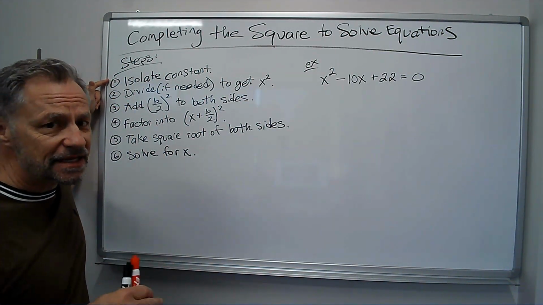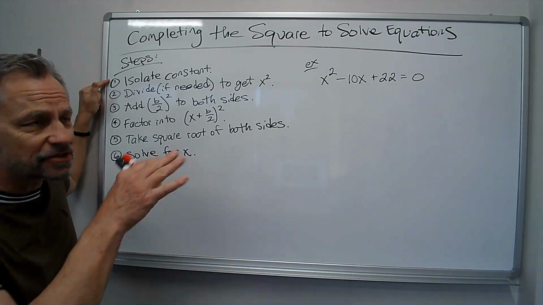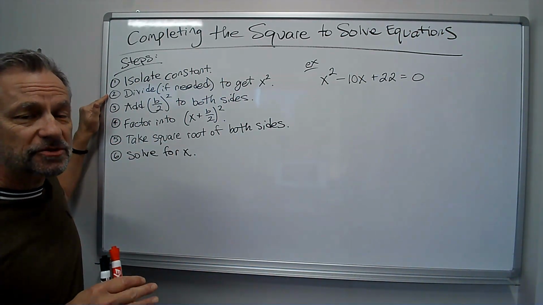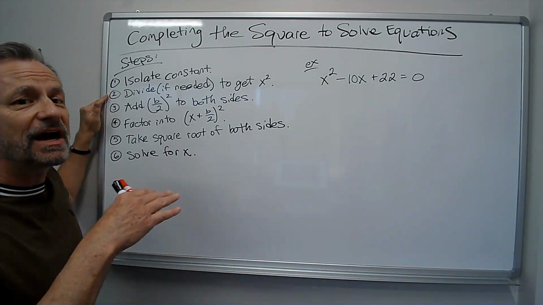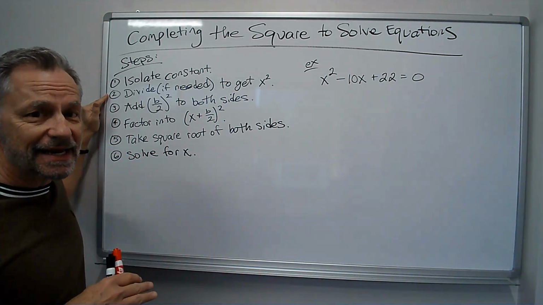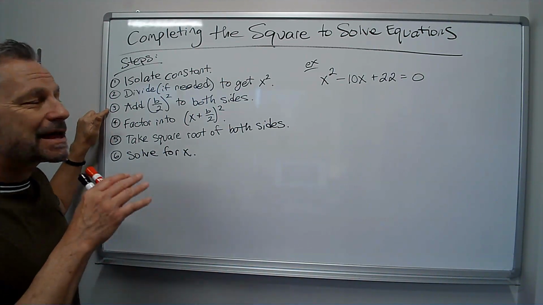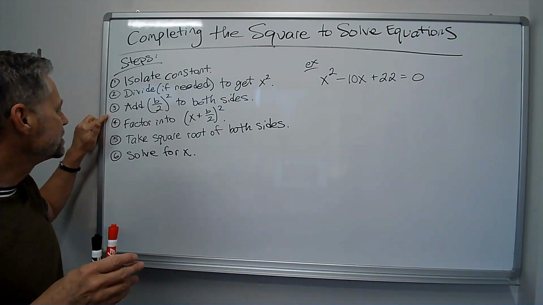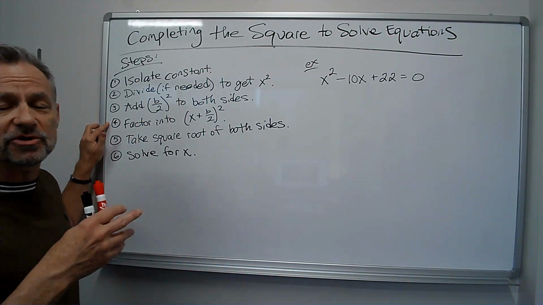We're going to isolate the constant, whatever the constant is. I'll show you what that is. We're going to divide if needed to just get x squared. So if I have, say, 3x squared, I need to divide both sides by 3 just so that I get x squared. Then we're going to add b over 2 squared to both sides. Sounds kind of weird. And then factor into x plus b over 2 squared.